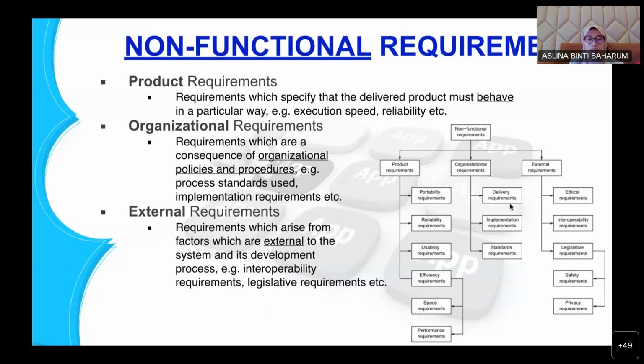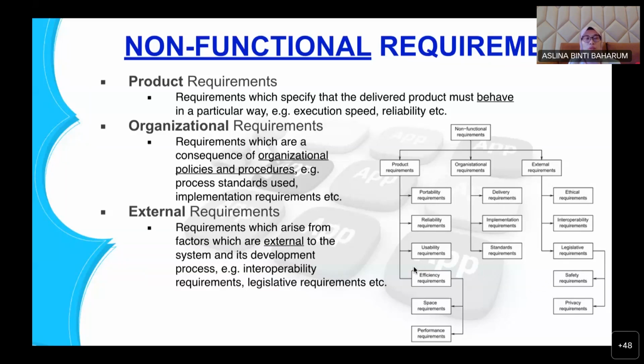In the diagram on the right, you can see other examples for the product requirement. It can be portability, reliability, usability, efficiency, space, performance. All these are examples of non-functional requirements. Organizational: delivery, implementation, and also standards. External: ethical, interoperability, legislative, safety, and also privacy.